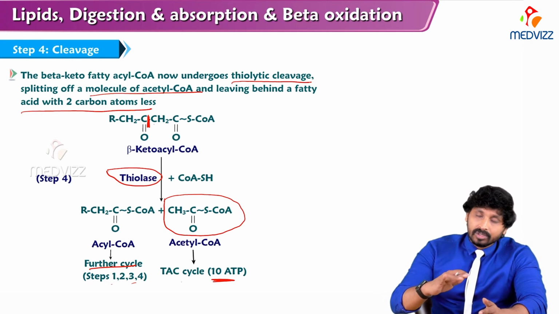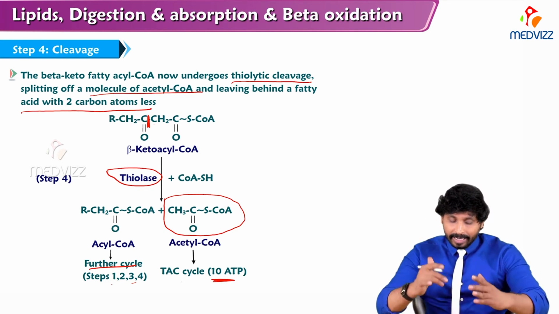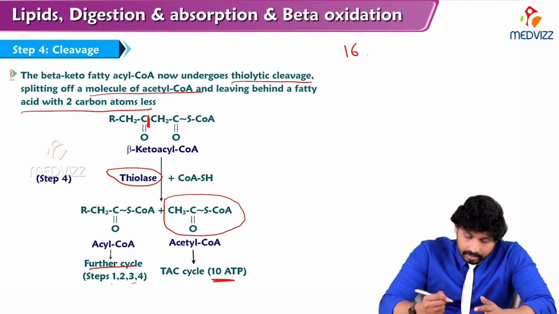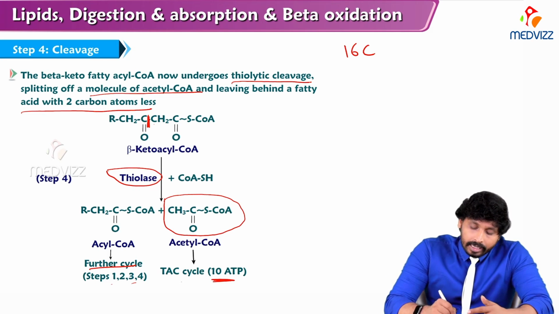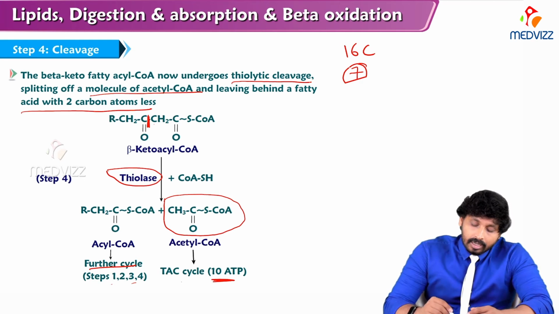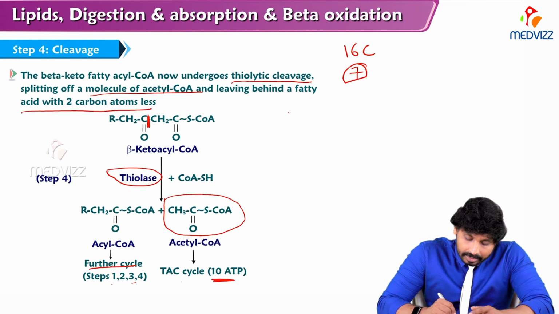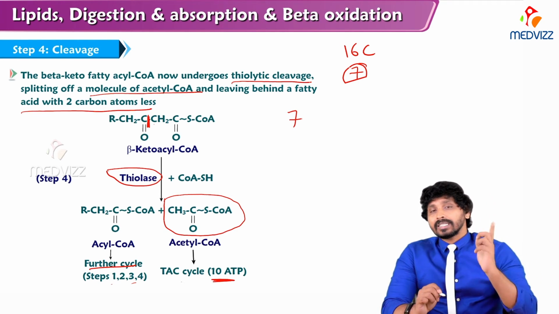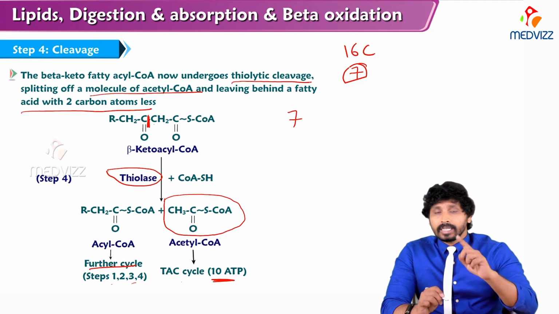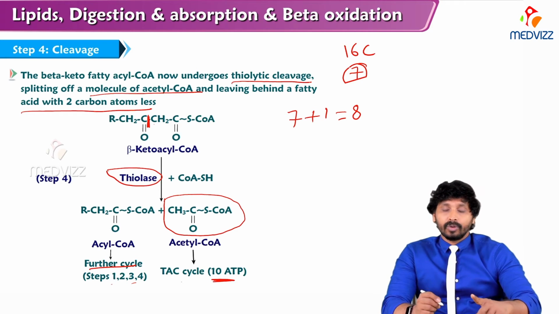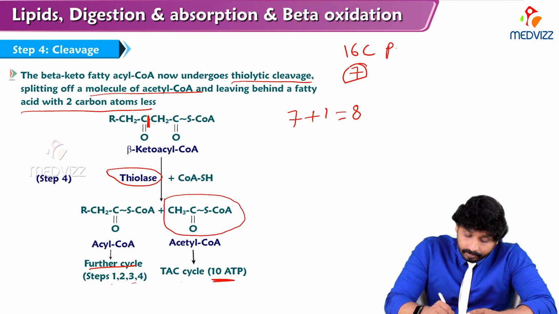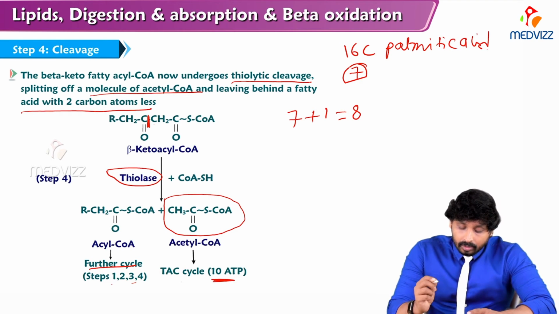Suppose I take the example of palmitic acid. Palmitic acid has 16 carbons. So how many cycles is it supposed to undergo? It is supposed to undergo 7 cycles, 7 times it will undergo beta oxidation. At the last step it forms one more extra acetyl-CoA. So 7 plus 1, totally 8 acetyl-CoA it will produce. The 16 carbon palmitic acid produces a total of 8.